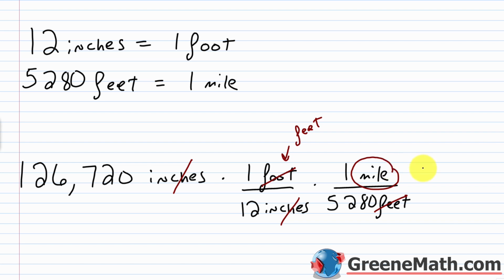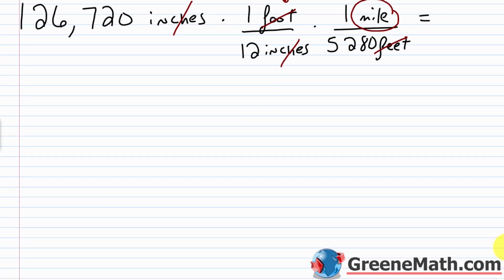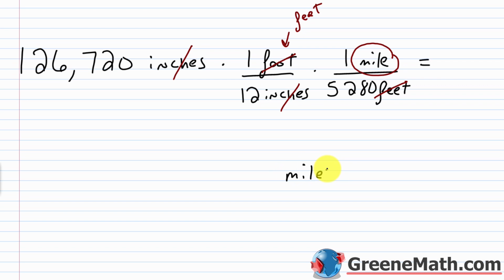So when I go to write my answer, I'm just going to put equals. And let me scroll down here. Again, when I go to write my answer, I'm just going to put that I have miles. And now I can just work with the numbers. So essentially I have 126,720, and that's basically going to be divided by the product of 12 times 5,280. So let's do that on a scratch sheet.